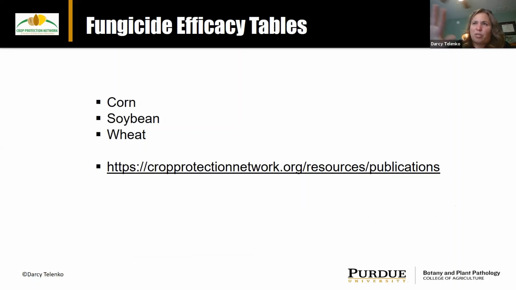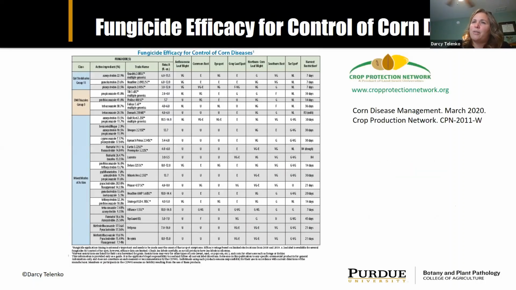So again, if you're interested in fungicide efficacy tables, we put these together every year. There's one for corn, soybean, both soybean seedling, seed treatments and foliar diseases. And then we have this efficacy for control of corn. And then they did just release wheat as well. But you can use these tables, you look across them, you have the different diseases we generally rate where we can get a good rating on them.